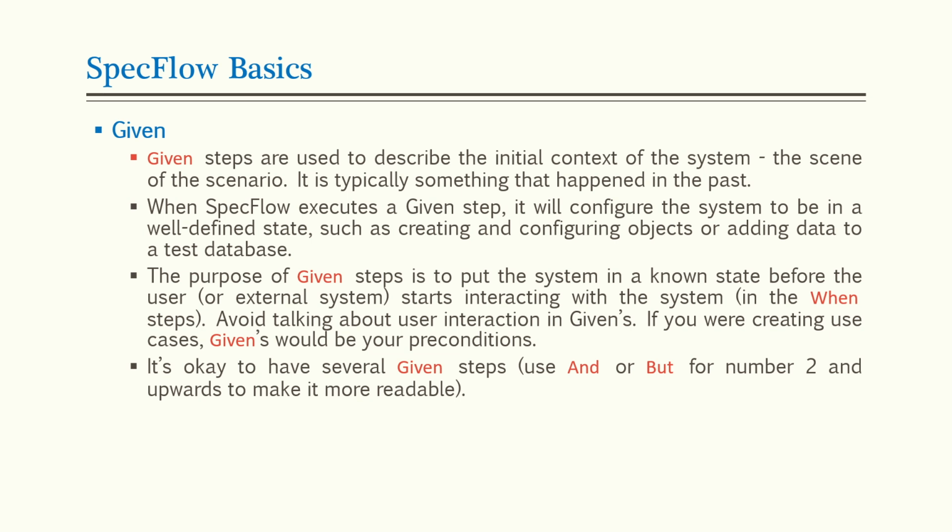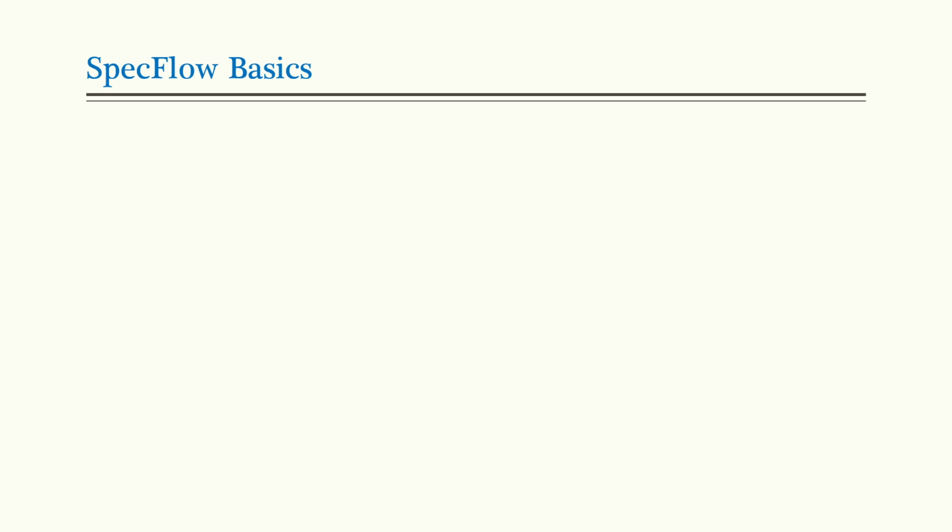It's okay to have several given steps. Use and or but for number two and upwards to make it more readable. So if you want to have multiple steps, you can use and or but. For example, given the first number is 50.